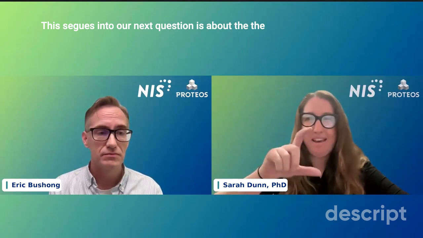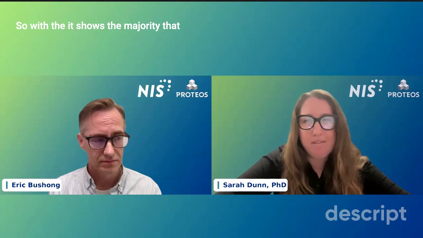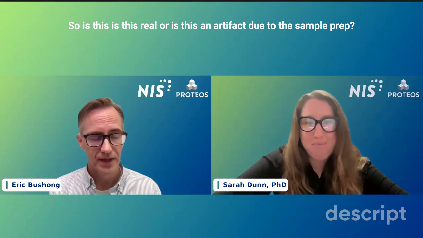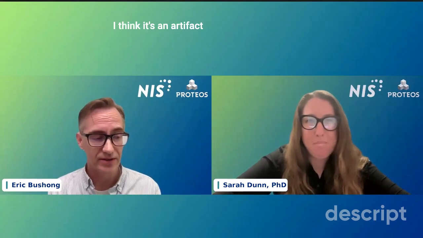This segues into our next question about the antibody conjugated LNP. It shows the majority of the antibodies are on the top and on the bottom. So is this real or is this an artifact due to the sample prep? I think it's an artifact due to the sample prep.